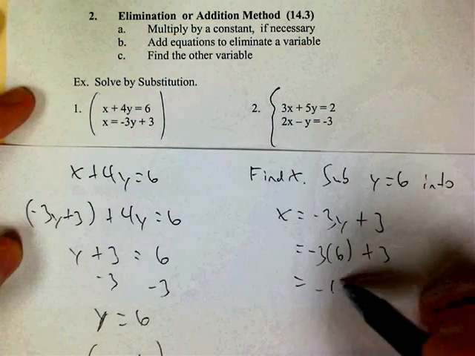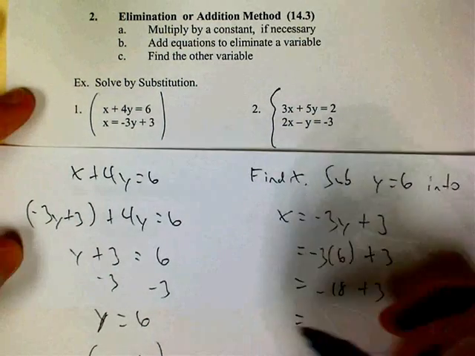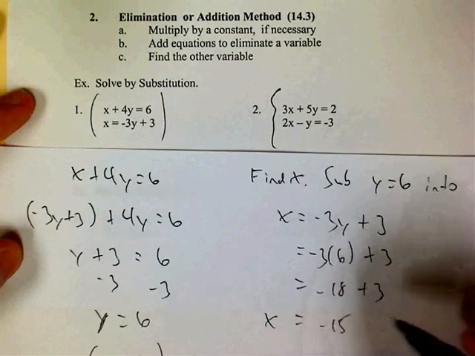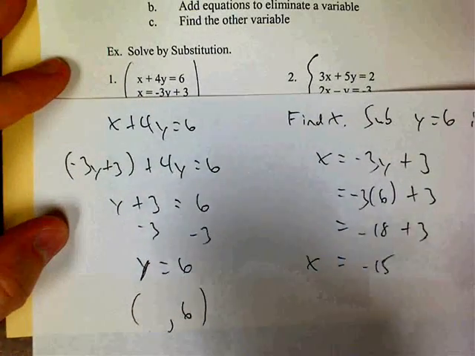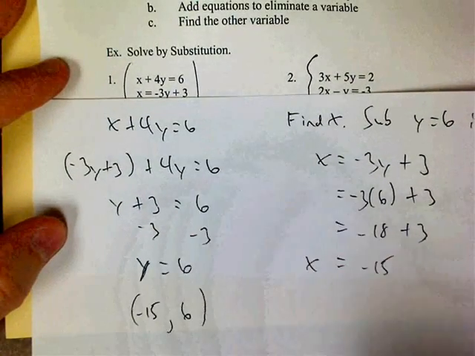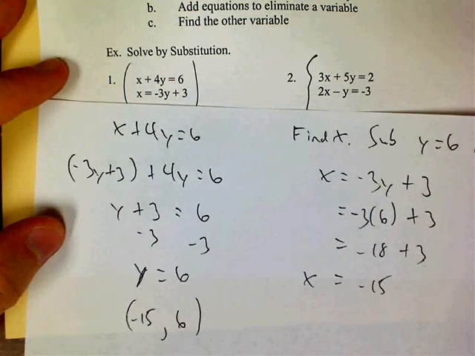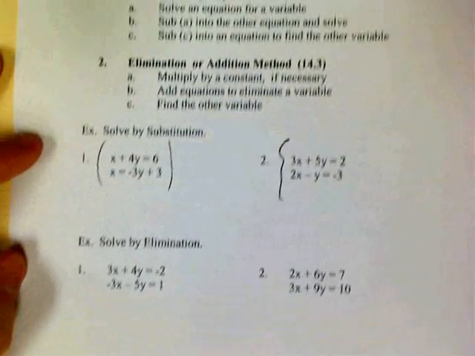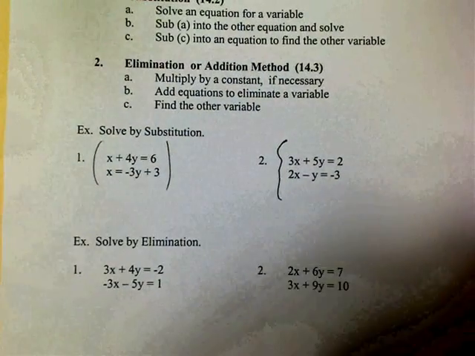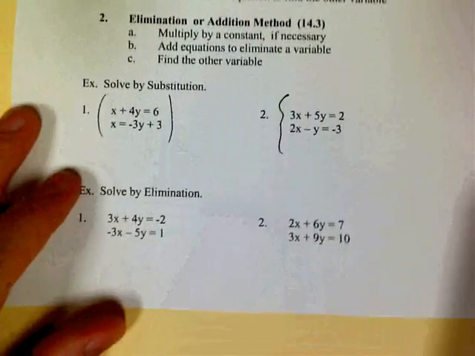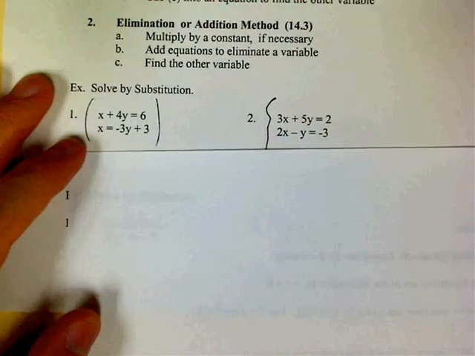And so when I do all the work, we end up with x equals negative 15. So our final answer is negative 15 comma 6. This is a consistent system because it had one solution. See that? Now let's do the second one. Let's see if it's any easier. Maybe it's more difficult. But I can already tell it's more difficult.